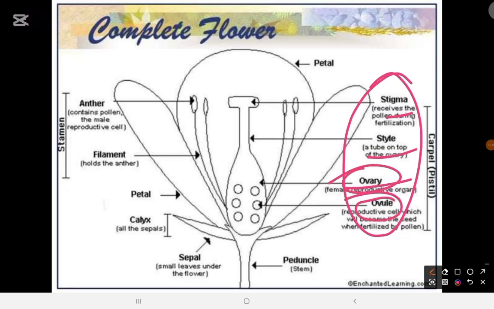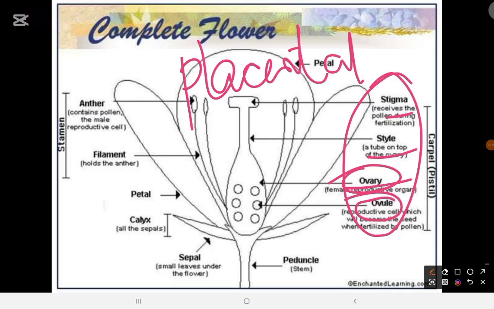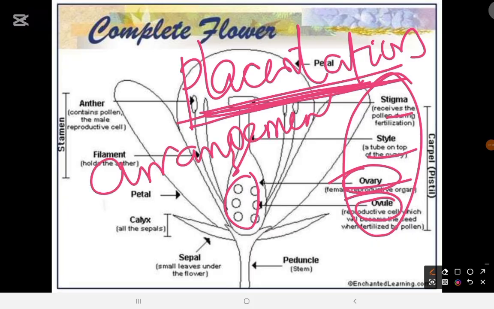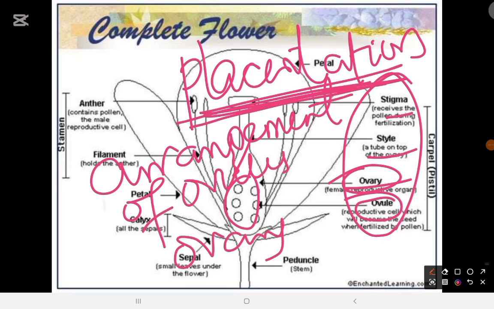And you know, in our former video, we talked about the arrangement of the ovule in the ovary, which is known as placentation. There is a special way in which these ovules can be arranged. Is that okay? So we call that condition or process placentation. That is, placentation is defined as the arrangement or organization of the ovules within the ovary of the flower.